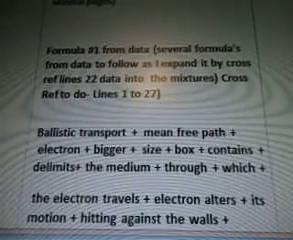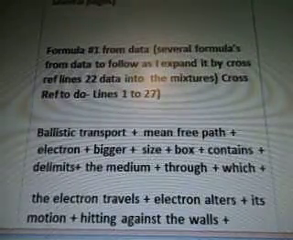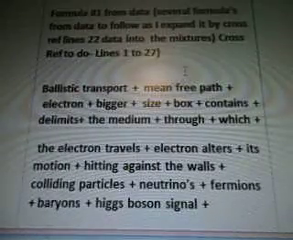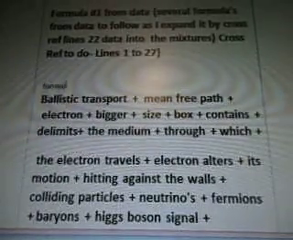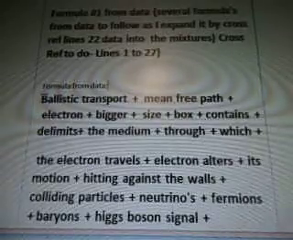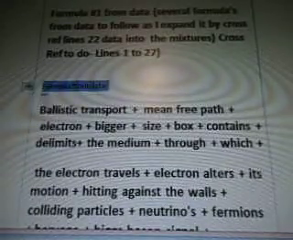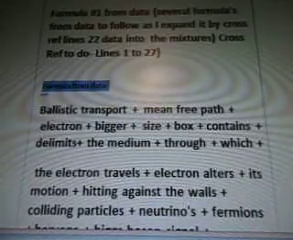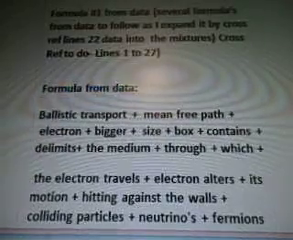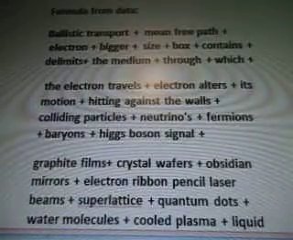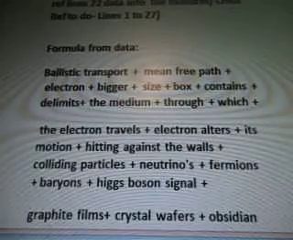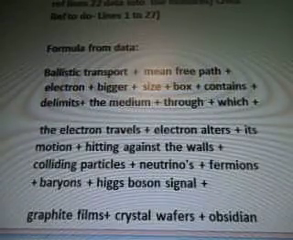data into the mixtures. Cross-reference to do lines 1 to 27. So this is the formula from the data. Starts here, and I'm just going to make that. See, when I copy and paste this under the video, then it's all there, and if I don't fit it in the video, it's going to go up on the blog, the Alien Space Science News WordPress blog.